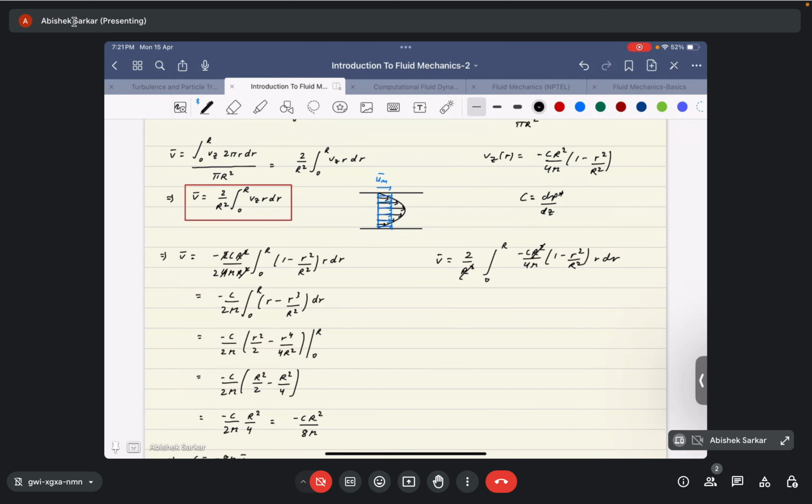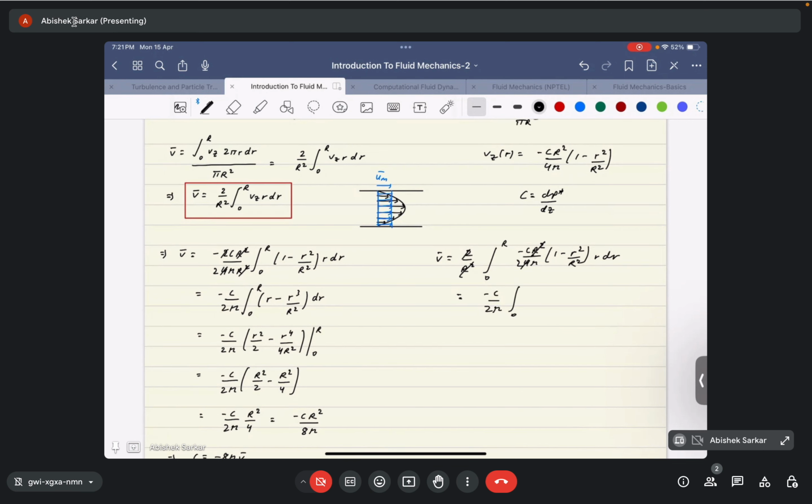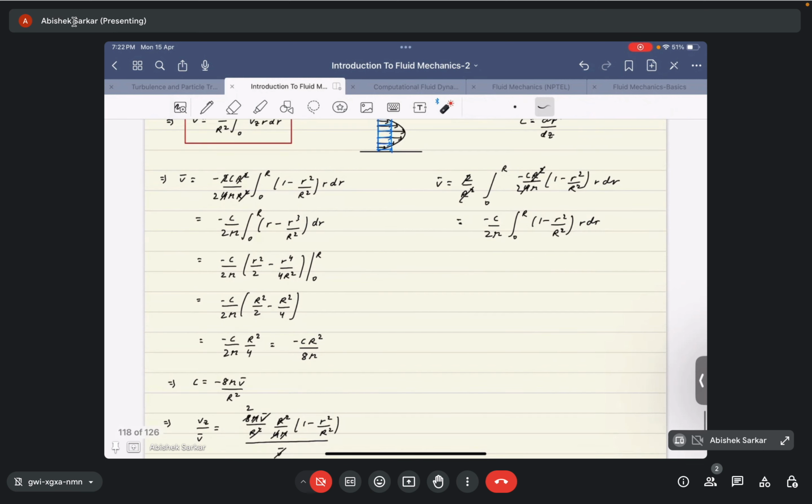Again, this R square will cancel out, so we will be left with minus c by 2 mu times the integration from 0 to R of 1 minus r square by capital R square. Sorry for the mistake, I just want to write it properly. Now you can understand how it's obtained. Once you multiply r with this term in the bracket, we will be left with v bar equal to minus c by 2 mu times the integration from 0 to R of r minus small r cube by R square.